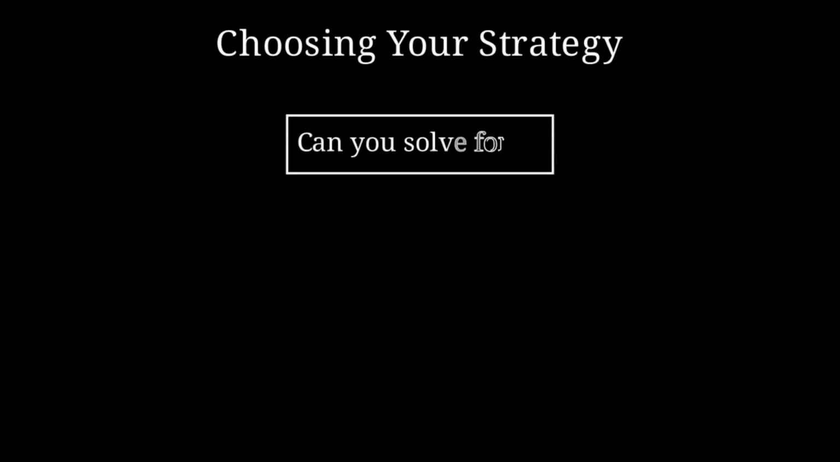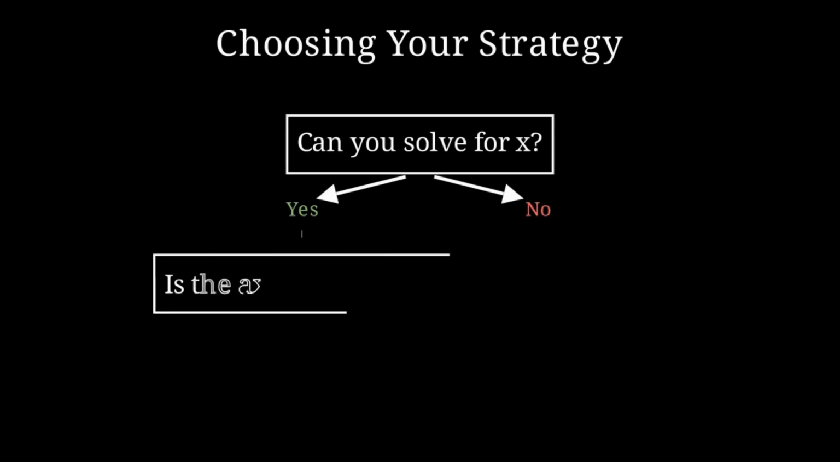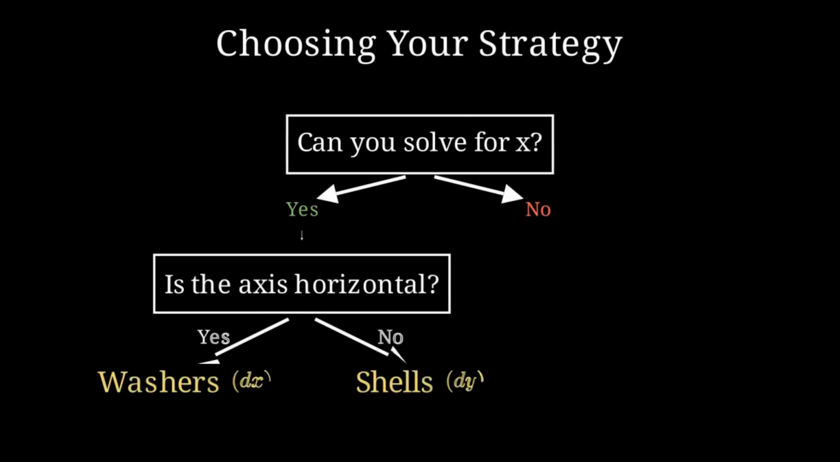To choose a strategy, first look at your boundary equations. If they are all y equals something and easy to integrate, and you're rotating around the x-axis, washers are your best friend. If you're rotating around the y-axis but can't easily solve for x, shells are the way to go.